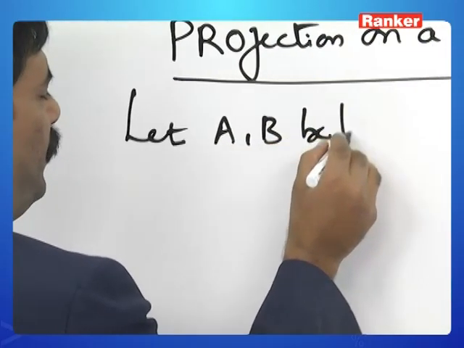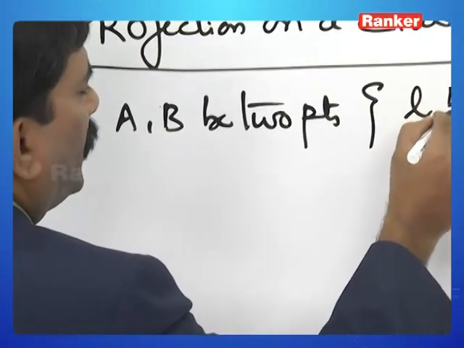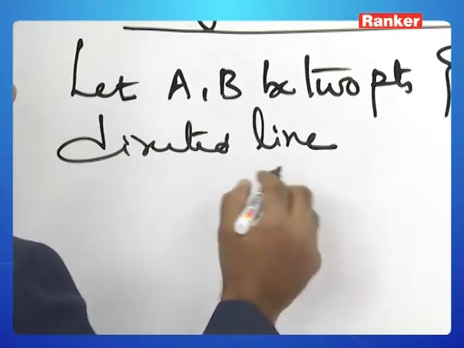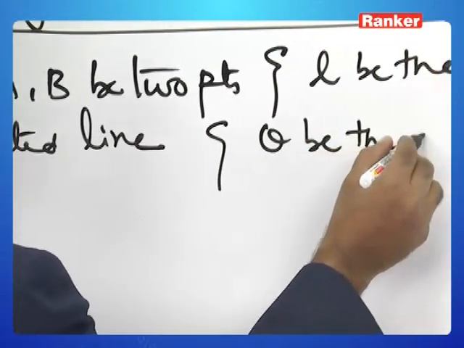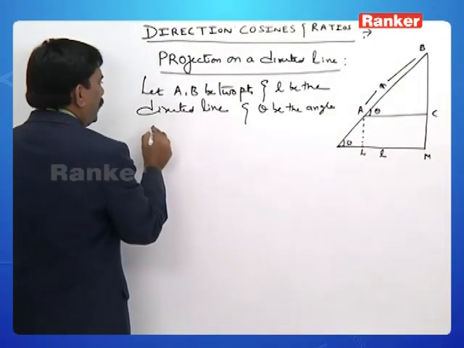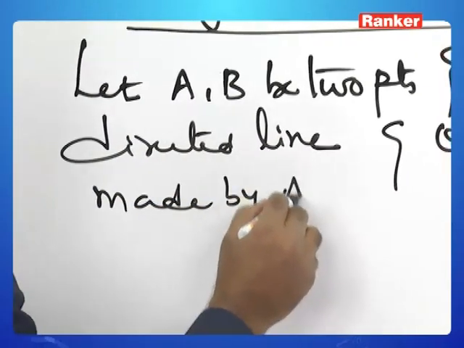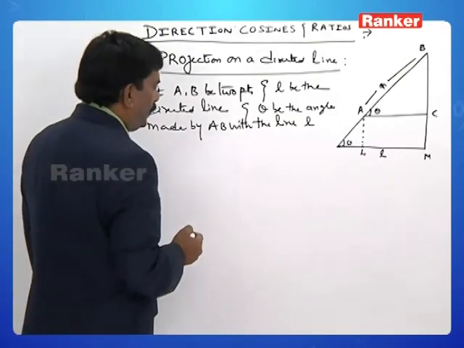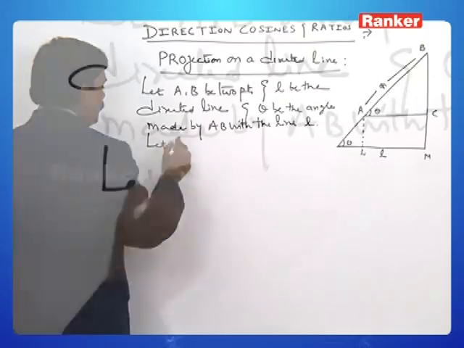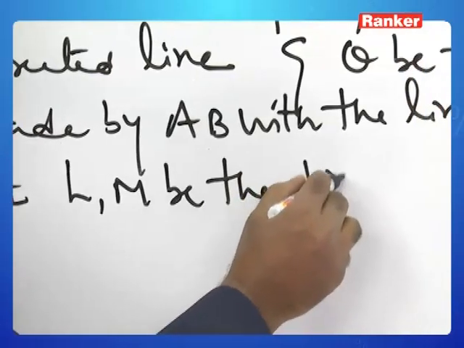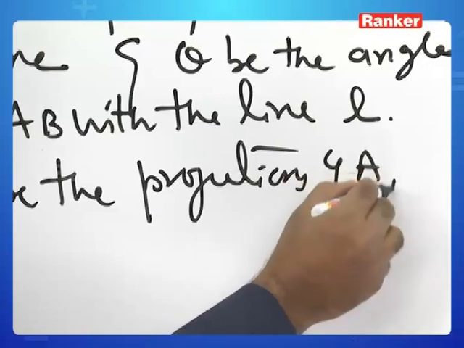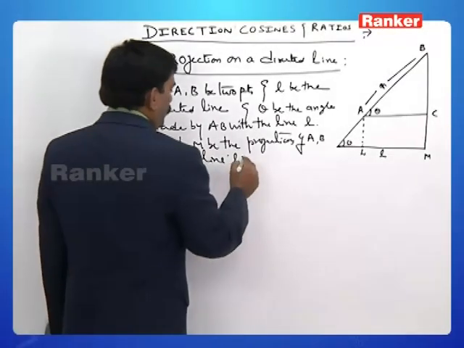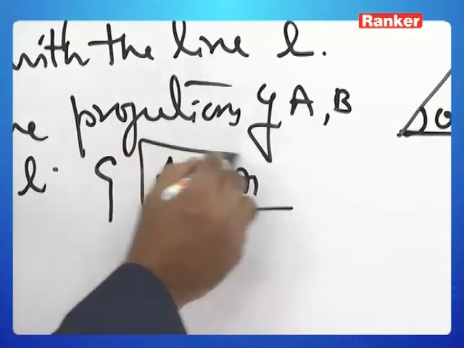So now I can write, let A, B be 2 points and L be the directed line, and theta be the angle made by AB with the line L. Let L, M be the projections of A, B on the line L, and the distance between the 2 points A, B is what? R.